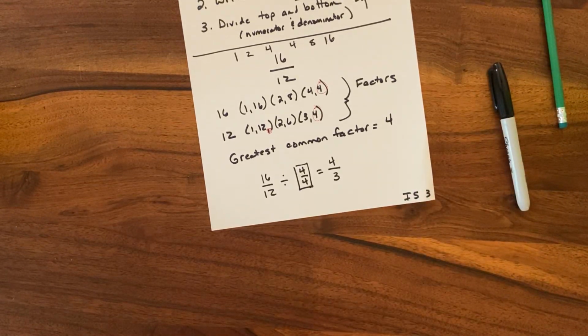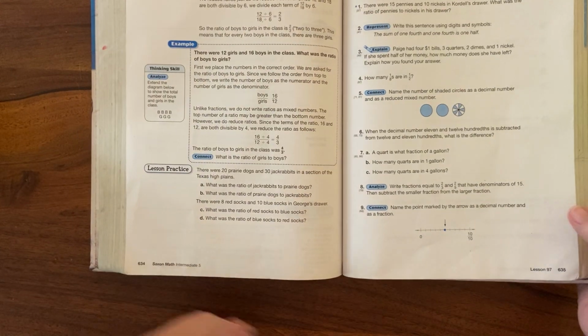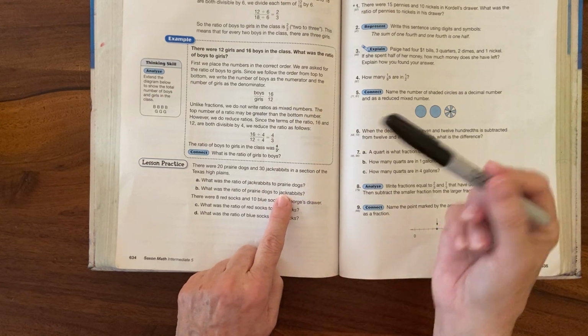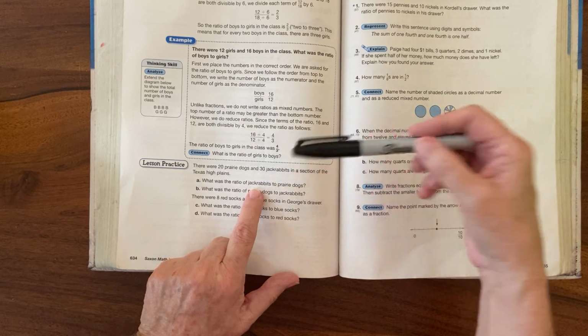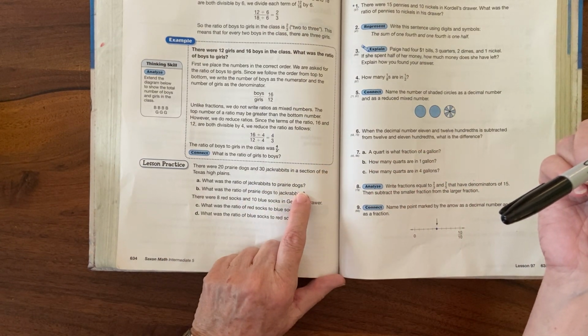There was a lesson practice, hold on, that I wanted to tell you about. Let's see, can you see it? Yeah. What was the ratio of jackrabbits to prairie dogs? Okay, so be sure which one goes on top. The jackrabbits, right? And the prairie dogs go on the bottom.